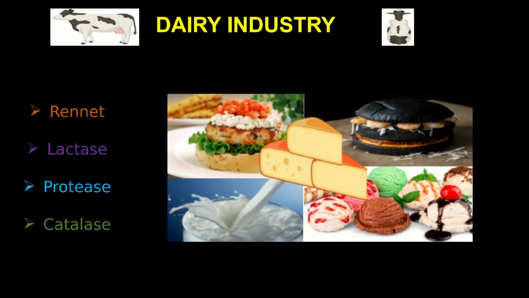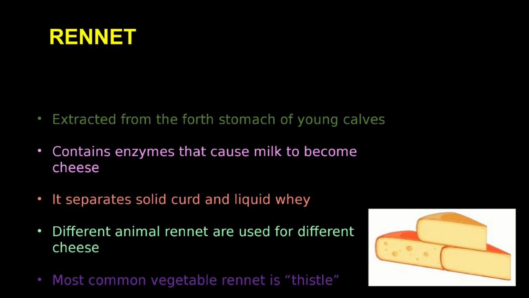If we talk about the dairy industry, we have four enzymes that can be used: rennet, lactases, proteases, and catalases. So what does rennet do? Extracted from the fourth stomach of young calves, it contains an enzyme that causes milk to become cheese. So rennet is used in the production of cheese. It separates solid curds and liquid whey. Whey is the protein that is found in the milk.